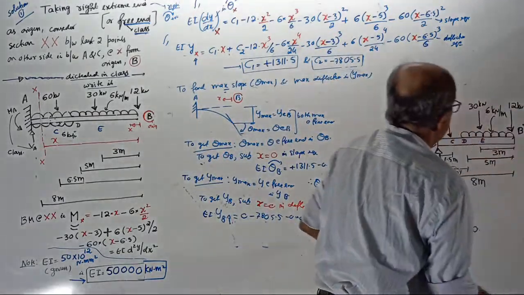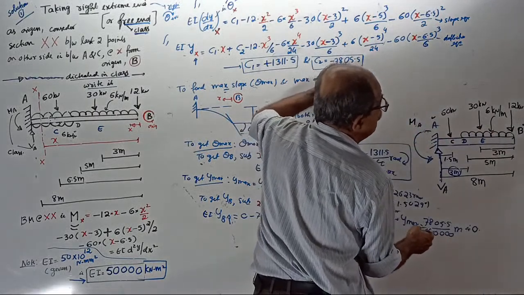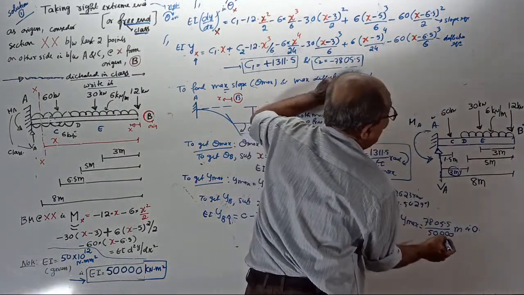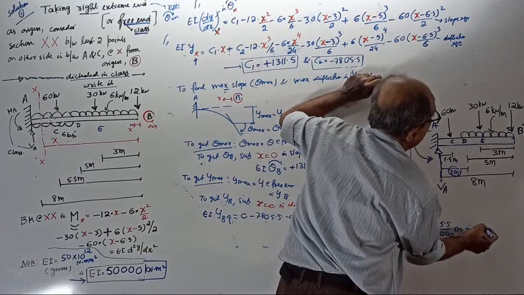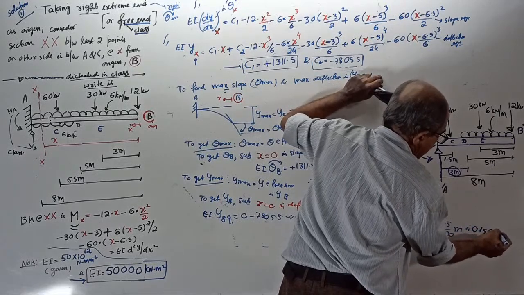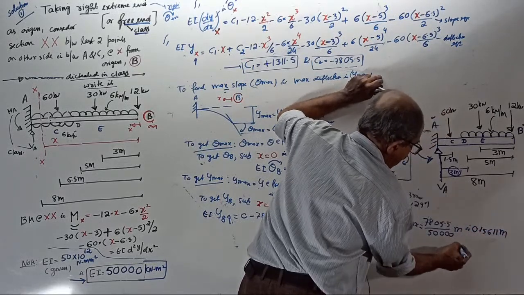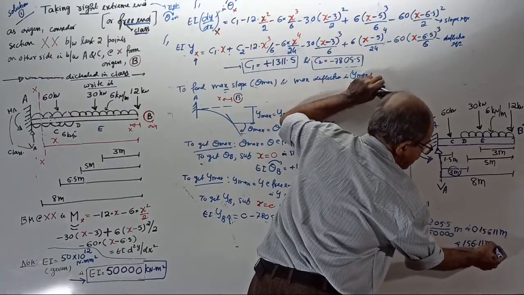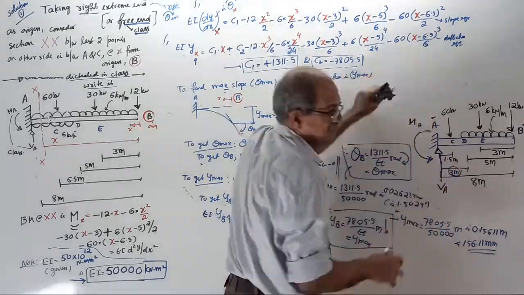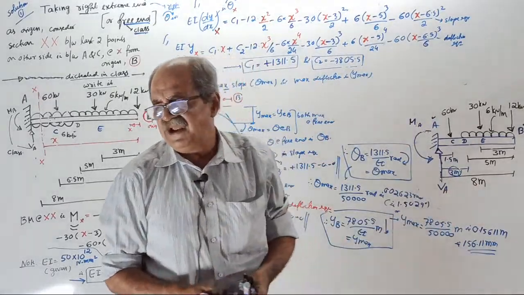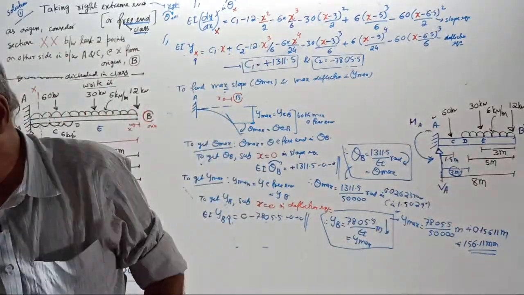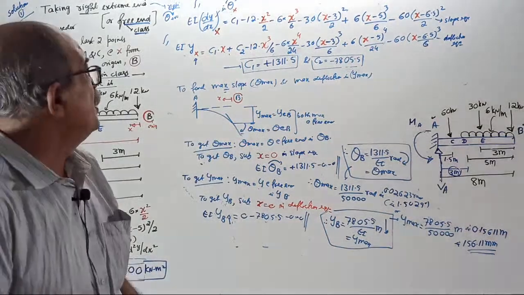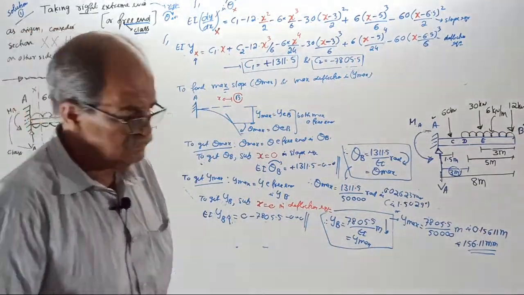0.15611 meter, or you can tell 156.11 millimeter is the maximum deflection. Fully clear means tell me. I will go to the next part. Maximum slope and deflection, fully clear?